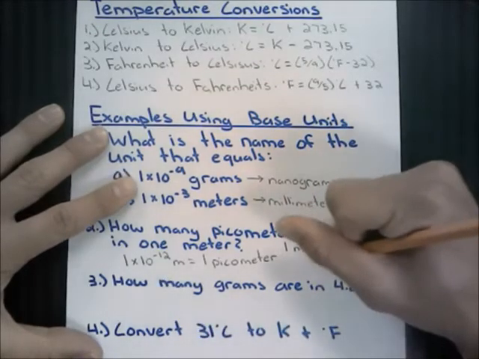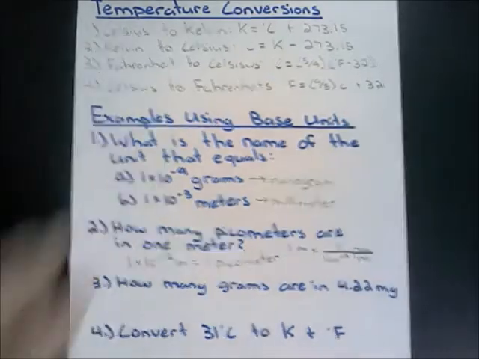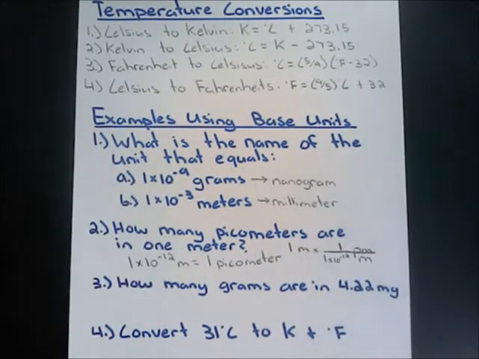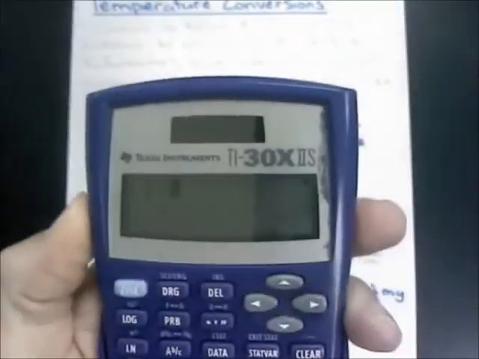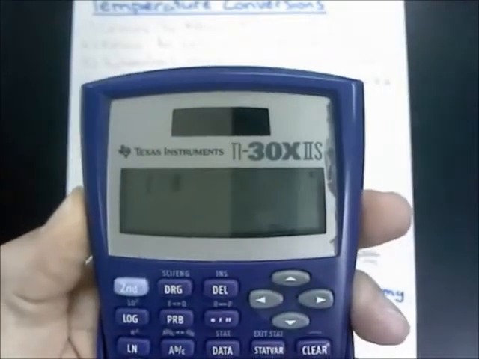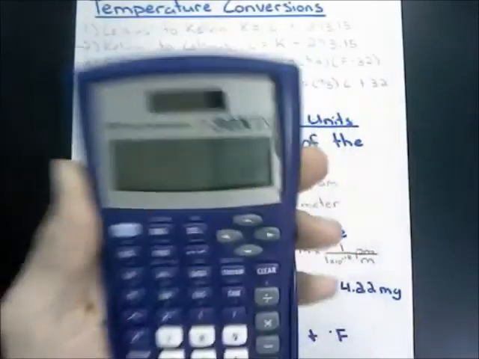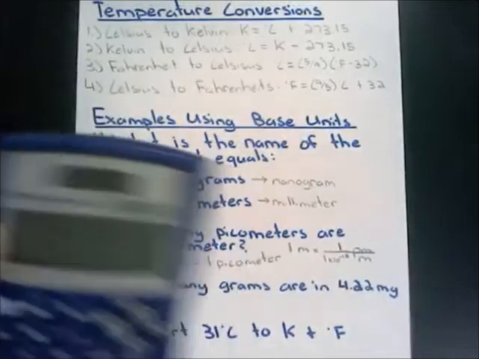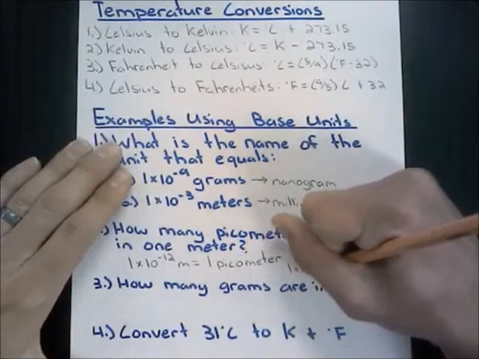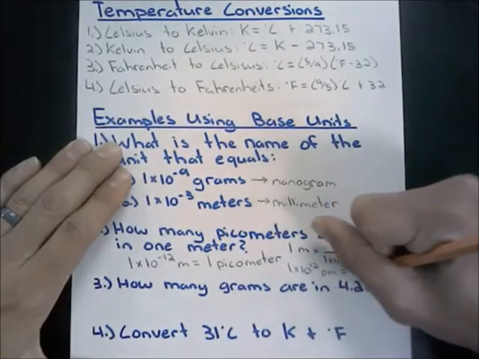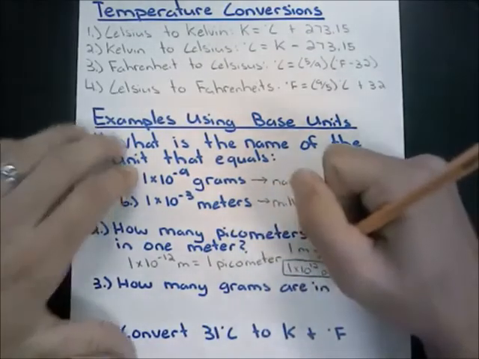Now we just use what we have here. For every 1 times 10 to the negative 12th meters, we have 1 picometer. And so all we need to do here is take 1 divided by 1 times 10 to the negative 12th, and we get 1 times 10 to the 12th pm in 1 meter. So 1 times 10 to the 12th pm equals 1 m for our meter. So that means there's a lot of picometers in 1 meter.